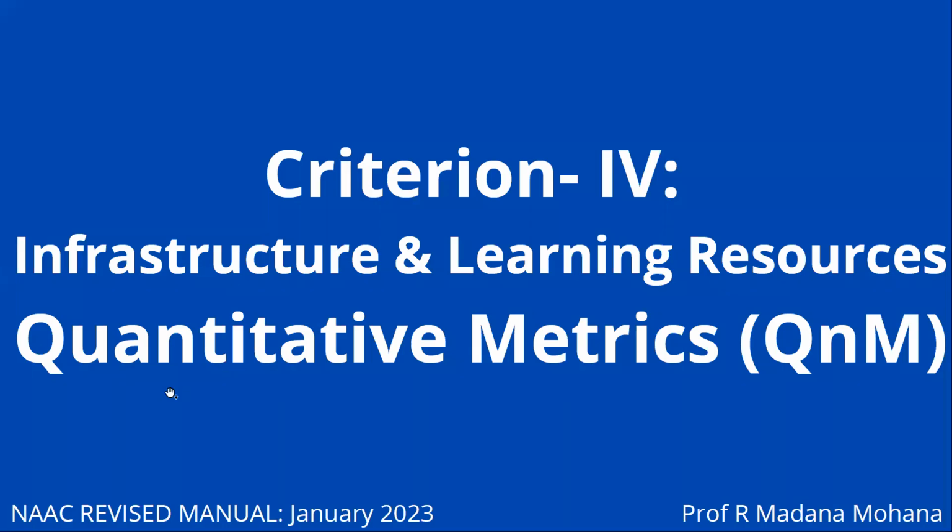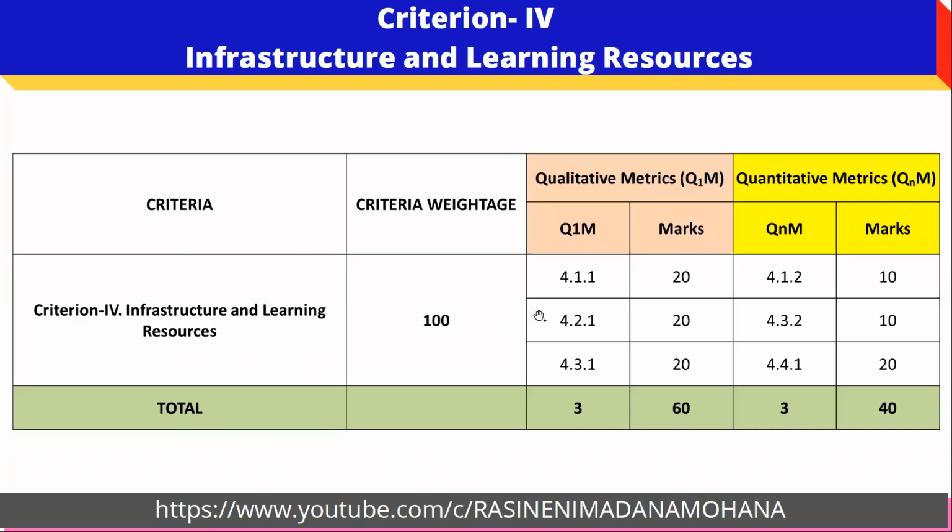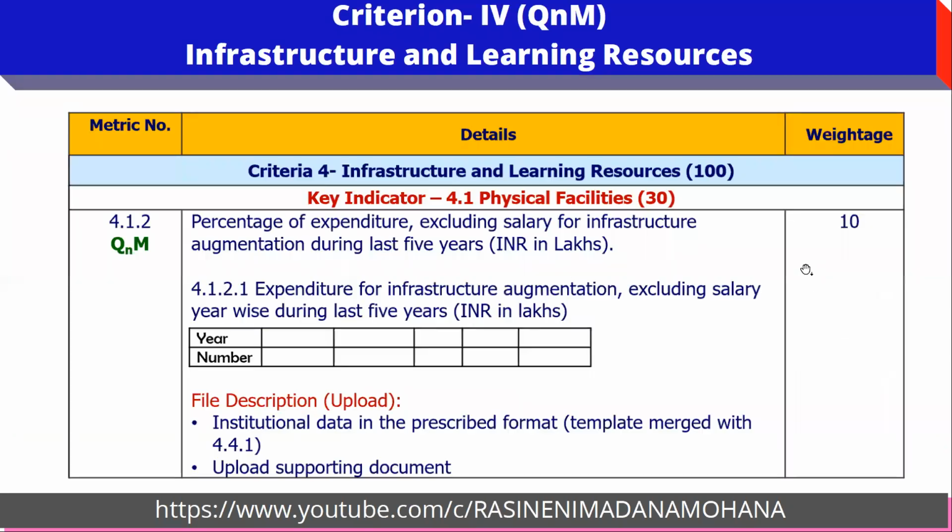Then coming to the criterion for quantitative metrics. Here we have three quantitative metrics. Let us see one by one. For each quantitative metric, we have a data template, a standard operating procedure, and the benchmarks. The quantitative metrics are 4.1.2, weightage 10, 4.3.2, weightage 10, and 4.4.1, weightage 20. Let us see all these in detail.